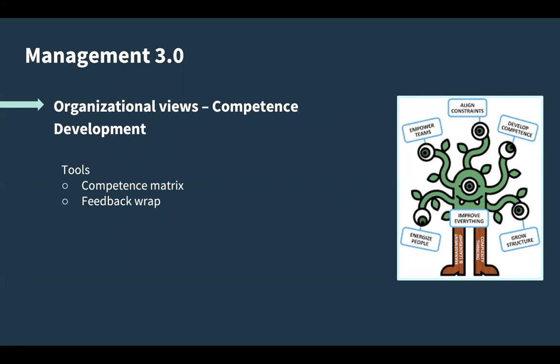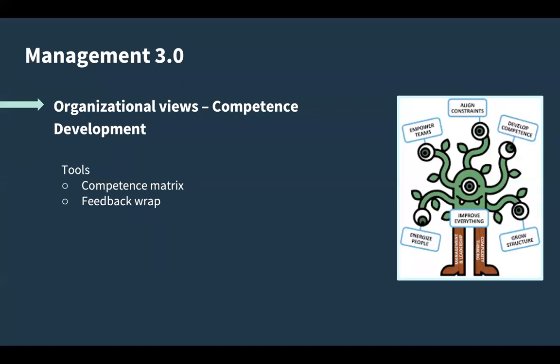The next organizational view is competence development. So teams cannot achieve their goals if the team members are not capable enough. And the task here for managers and leaders is to contribute to the development of competence. There are different ways to measure or assess competence in a business, but they usually don't account for the fact that organizations are really complex social systems.